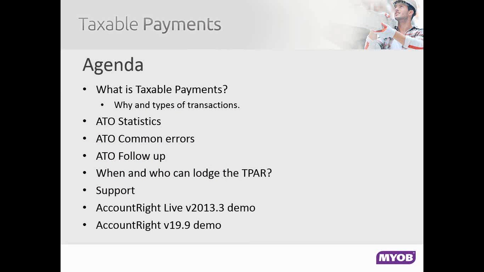We'll talk about some of the ATO statistics that have come out of all of the lodgements, what some of the common errors were, and what, if any, the ATO are going to be doing in regards to follow-up work. We'll give you a quick update on when and who can lodge the TPAR form, the Taxable Payments Annual Report, and there have been some changes in that. We'll talk about the support as HIA members, what you get, and we'll give you a very quick demonstration of how taxable payments works in AccountRight Live 2013 and also AccountRight v19.